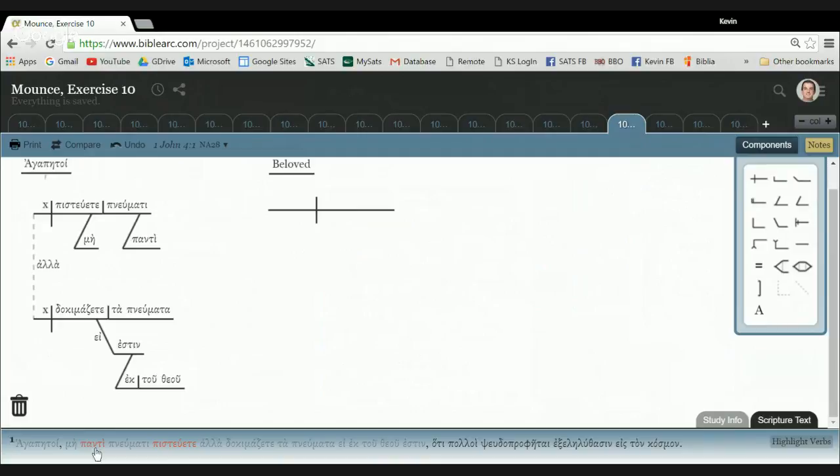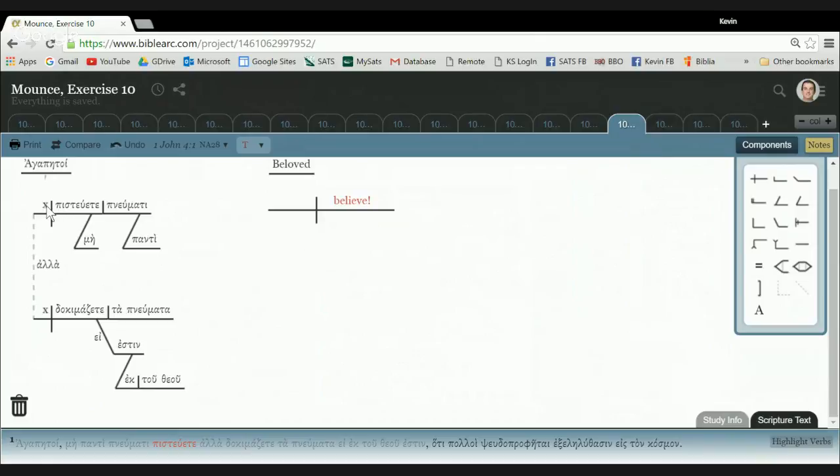All right, so there's no subject, so our verb is pistuete. Let's put it in English. It means believe. It's being used as an imperative form. So I'll put the exclamation mark there, as Mounce typically does, just to make clear that it's an imperative form. So it's a command: believe!